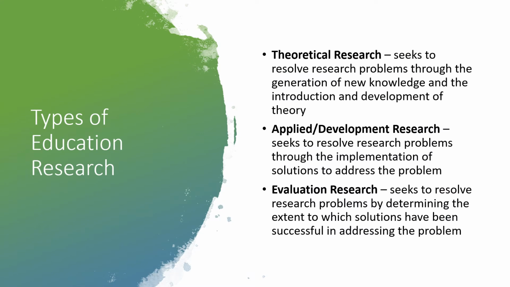There are three basic forms of educational research. You have theoretical research, which seeks to resolve research problems through the generation of new knowledge and the introduction and development of theory. Certainly you've taken courses where you learned about different approaches to the classroom or approaches to research, and those are theoretical approaches, right? They're kind of frameworks through which we understand the world. They're theories, right?